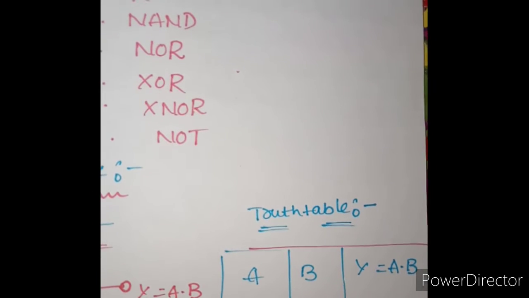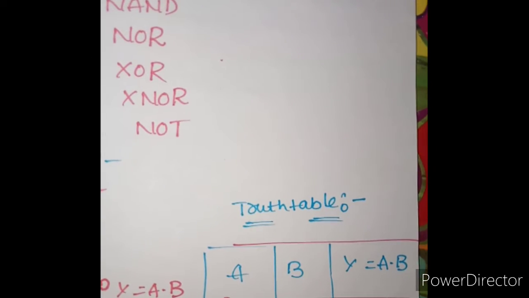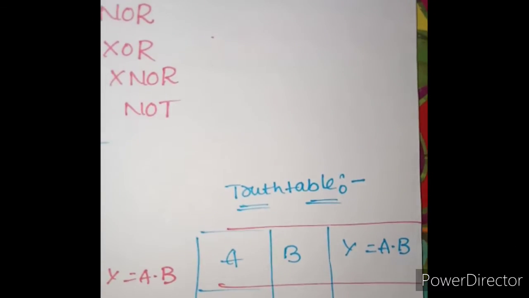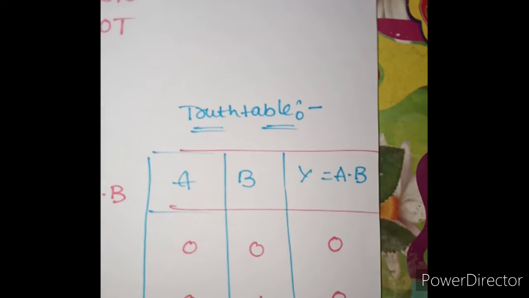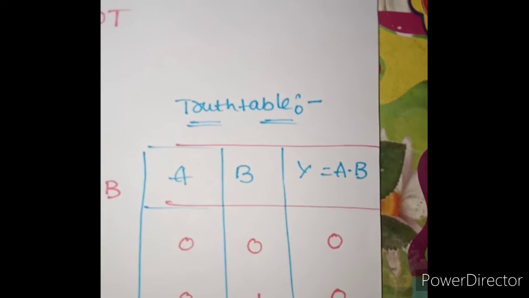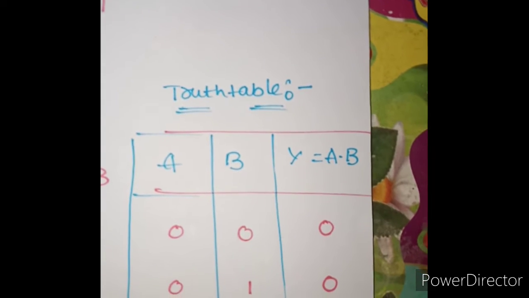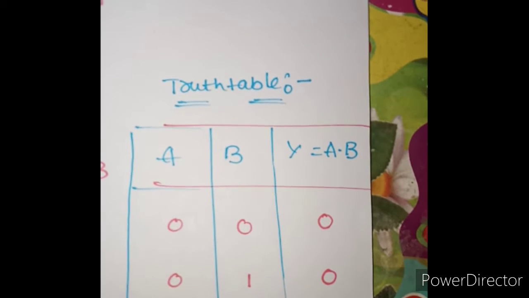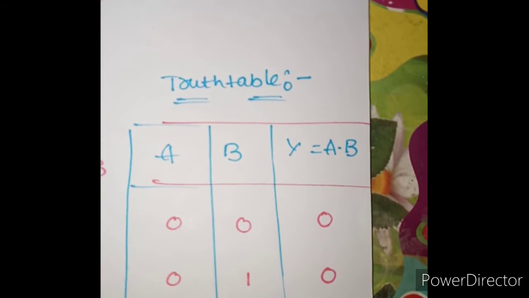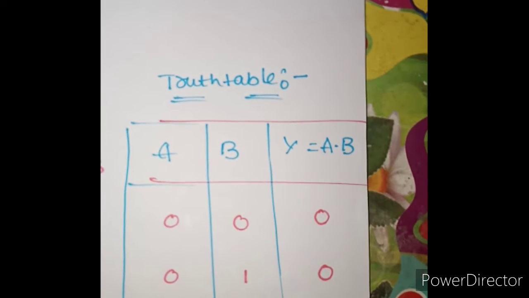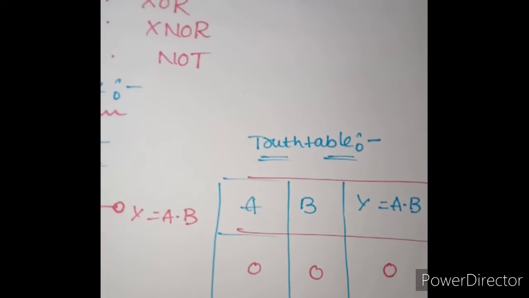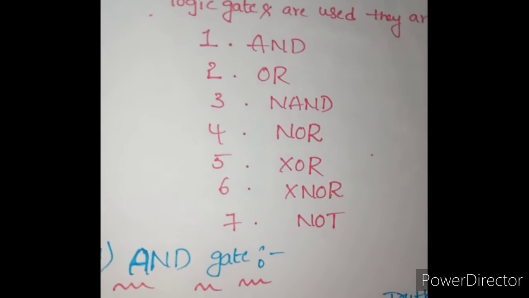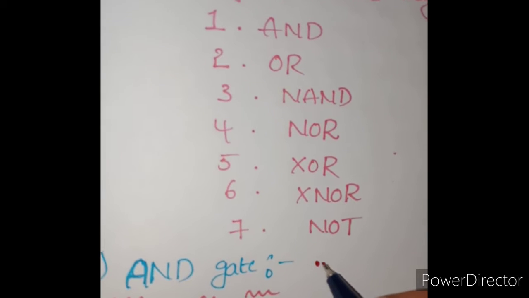See here, if both inputs, that means A and B, are low, then the output is low. If only one of the inputs is low, the output is also low. This is the same also. If both inputs are high, that means A is equal to 1 and B is equal to 1, then the output is high. That means 1. This is the AND gate truth table. One more thing, the AND gate is represented by the dot symbol.